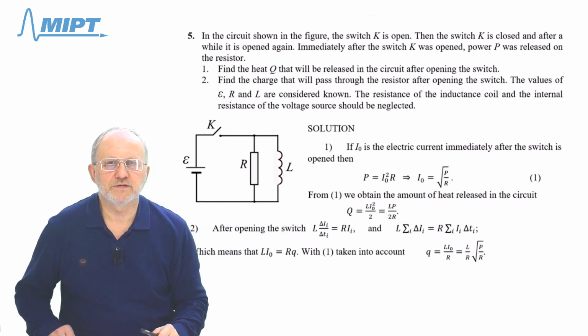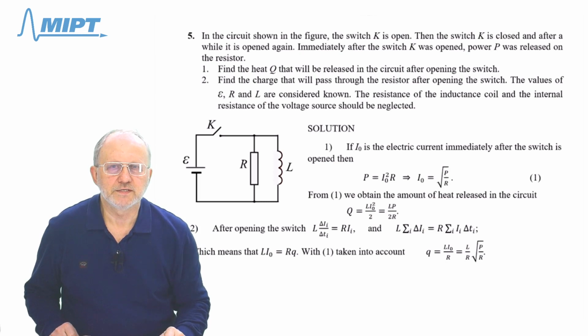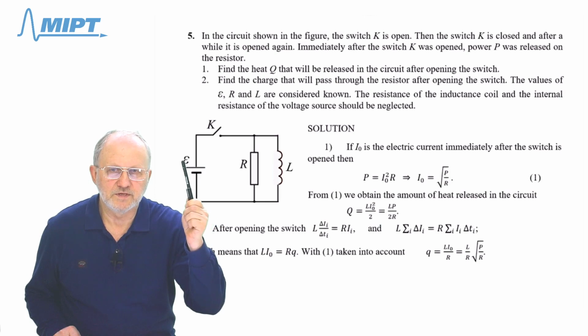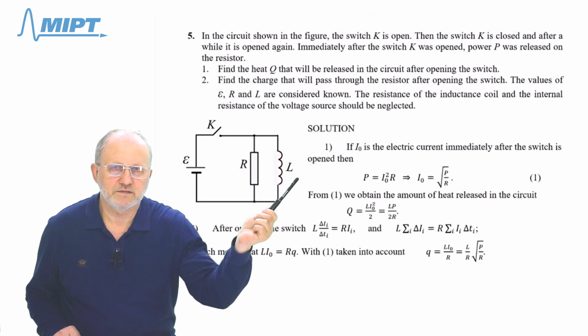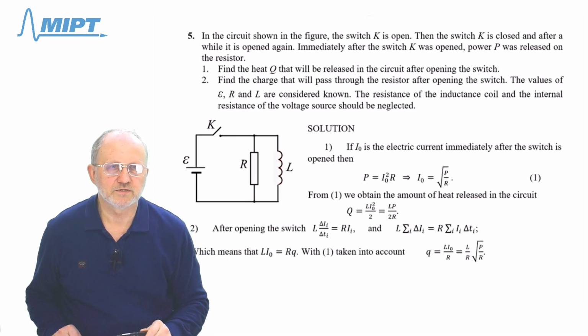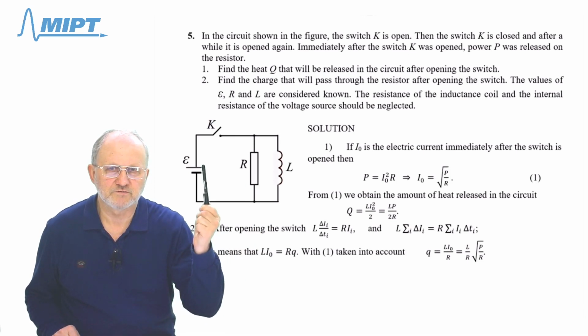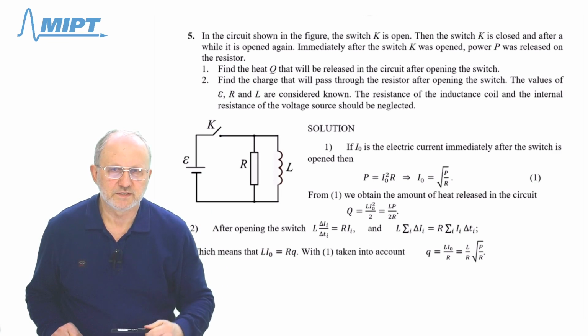The second question in this problem is: find the charge that will pass through the resistor after opening the switch. The values of E and R and L are considered known. The resistance of the inductance coil and the internal resistance of the voltage source should be neglected.